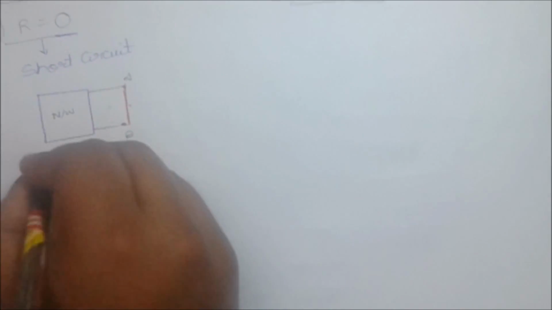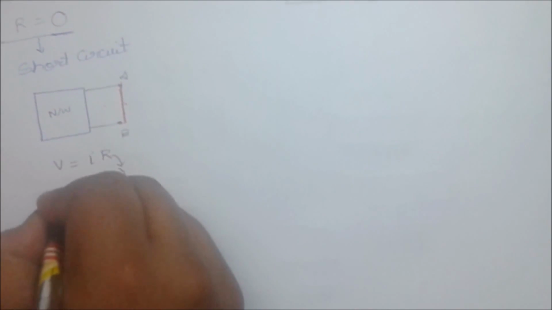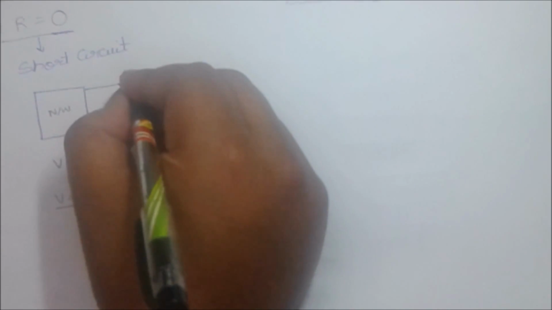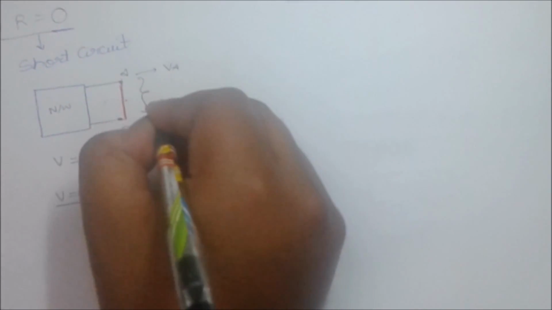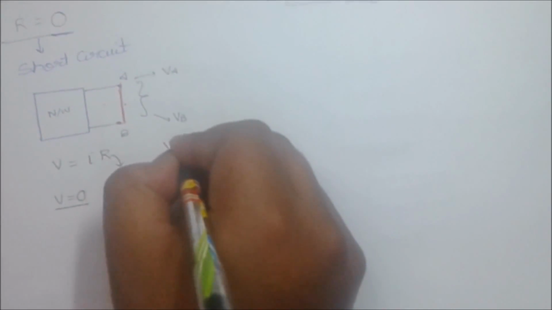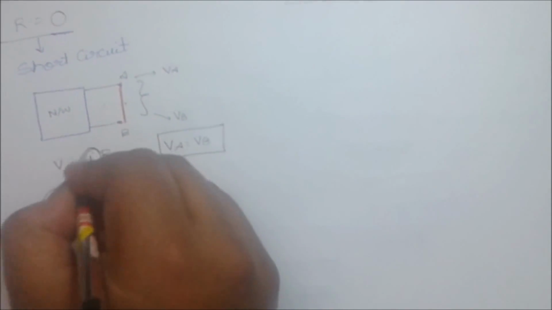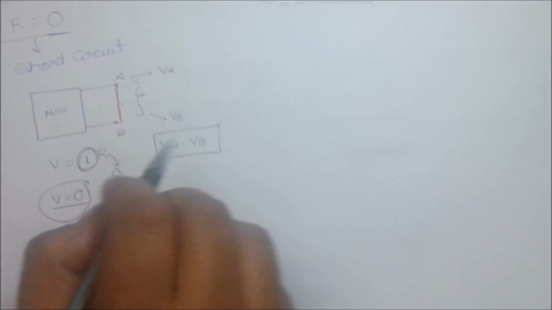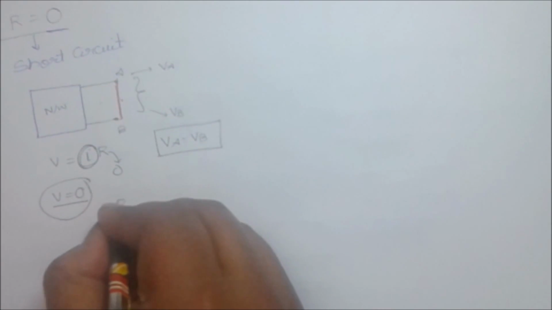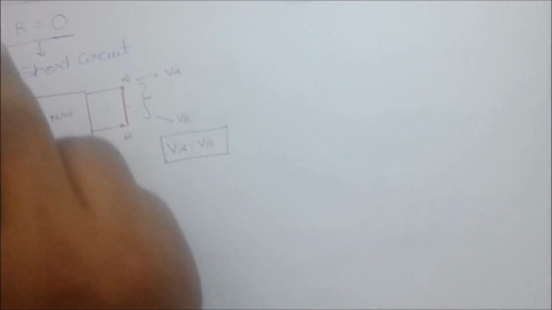Now, from Ohm's law, we know V is equal to IR. So if R is equal to 0, then V is equal to 0. That means across a short wire, there is no voltage difference. So voltage at point A, that is VA, will be equal to voltage at point B. So VA will be equal to VB. So voltage will be 0, but there will be some current which we don't know yet. We can find it out by applying other laws. So across a short wire, resistance is 0, voltage is 0, current is there, but we don't know yet.